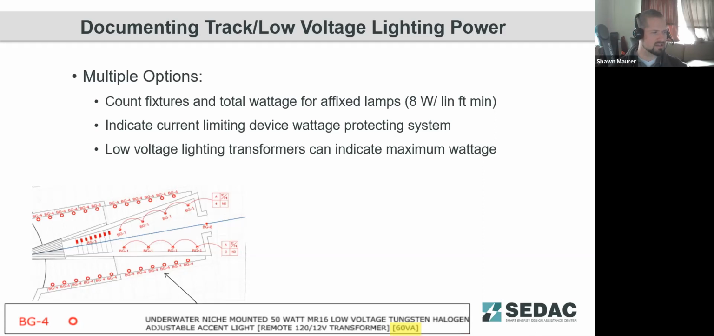Another way is you could indicate the current limiting device in a circuit drawing summary page or control drawings page that has the maximum wattage allowable for that system. And for low voltage lighting, the transformers are called out in plan drawings. That transformer will indicate a maximum wattage. Those are all different ways to document the lighting power allowance for track lighting and low voltage lighting systems.